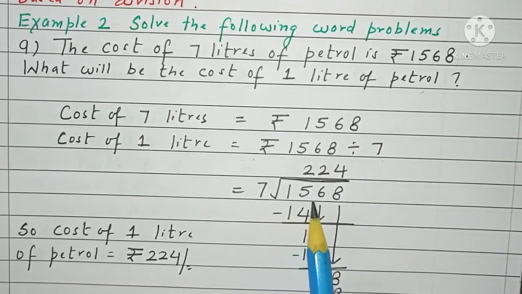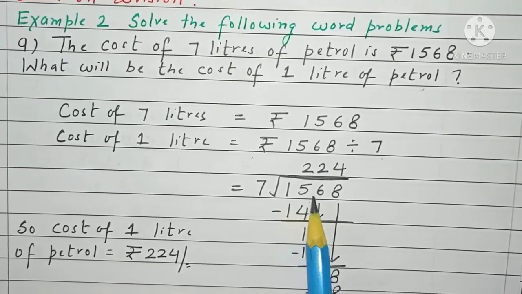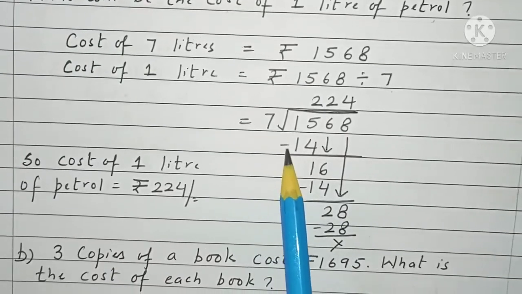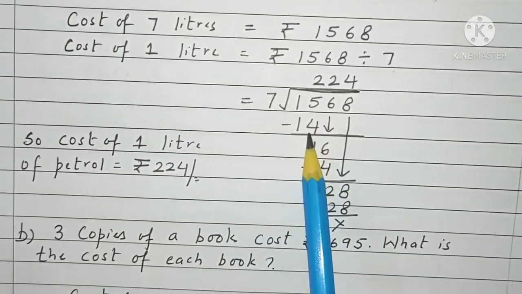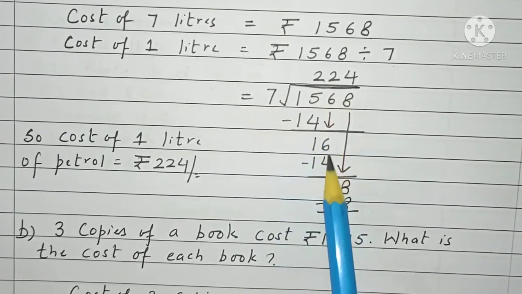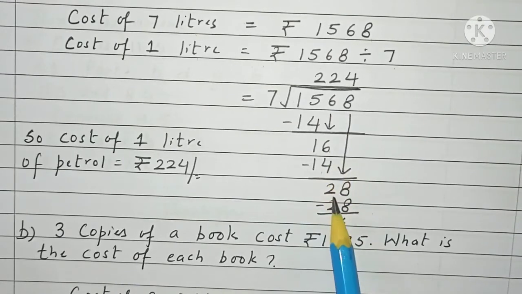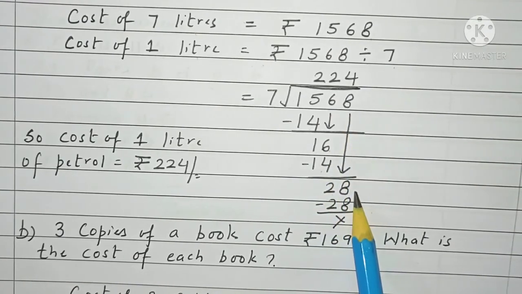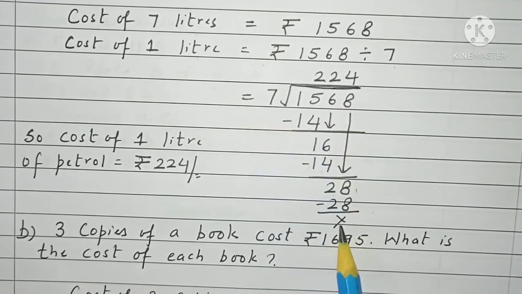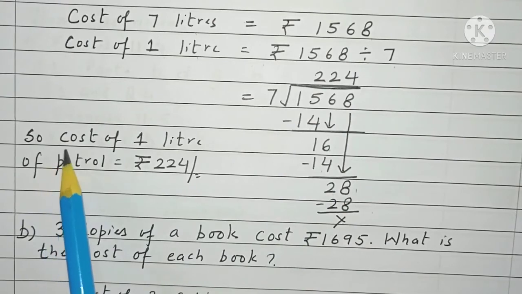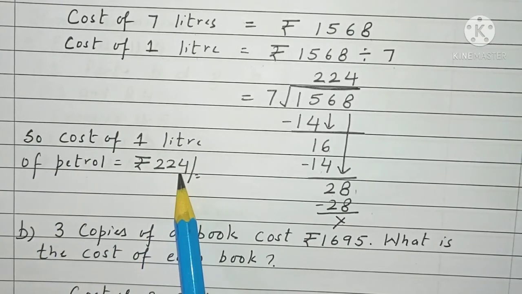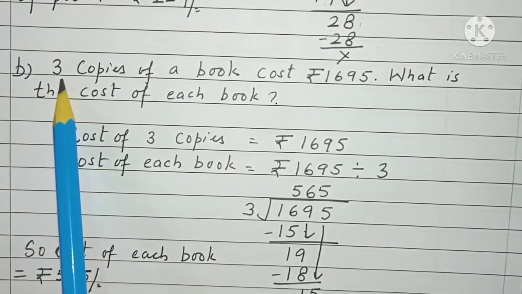So, making the division sum, 1568 is the dividend here and 7 is the divisor. So, calculating it, 7 2s are 14, 5 minus 4 is 1, putting 6 down, again 7 2s are 14, 16 minus 14 is 2, putting 8 down, the number becomes 28, and in the table of 7, it is 7 4s are 28. So, cost of 1 liter of petrol is equal to rupees 224. See one more example.